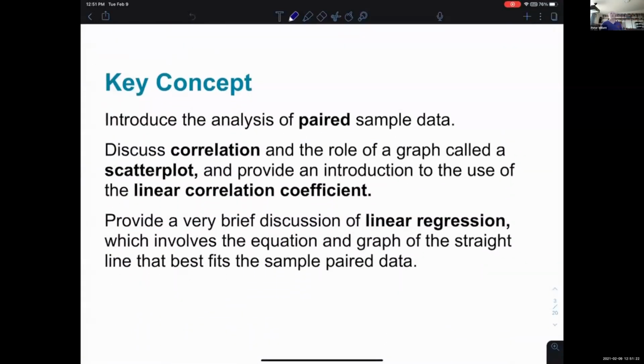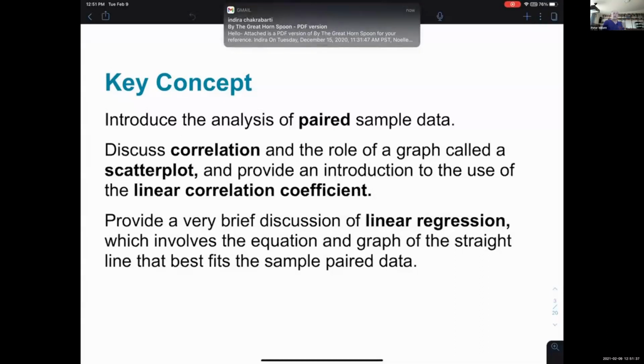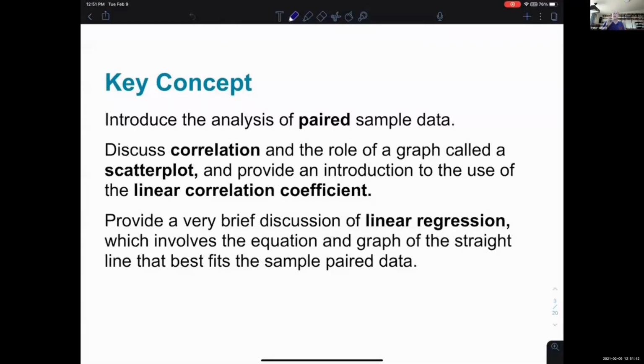Key concept: introduce the analysis of paired sample data. So I have to look at what that means to have paired sample data. Discuss correlation and the role of a graph called a scatterplot, and provide an introduction to the use of the linear correlation coefficient. That's something that is calculated. We won't need to calculate it in this chapter, but later we will use StatCrunch to calculate that for us. But it's a specific result of a calculation called the linear correlation coefficient.